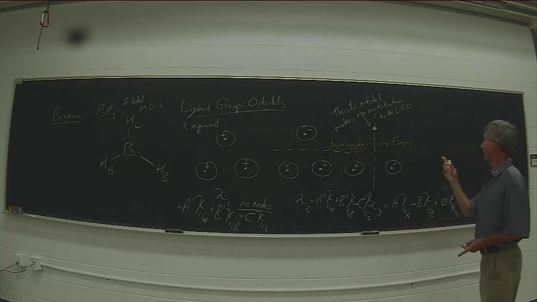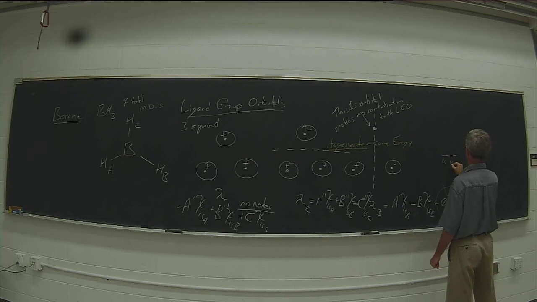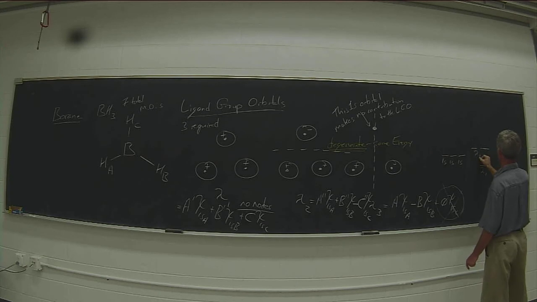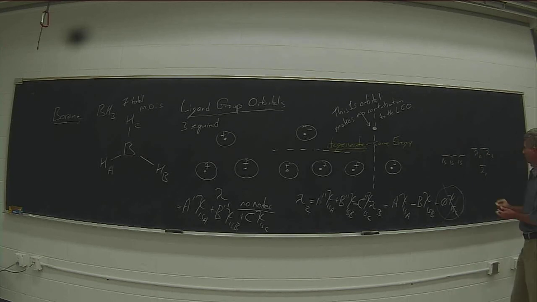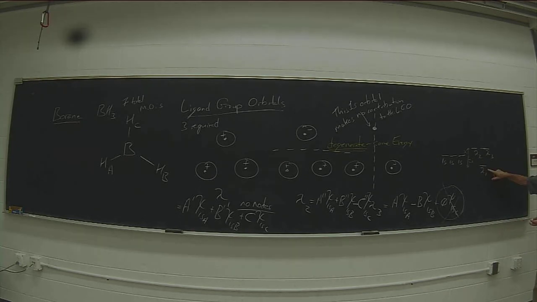So if we were to look at our ligand group orbitals on an energy diagram, we started with the 3 hydrogen 1s orbitals, and we created from that 3 ligand group orbitals, lambda 1, lambda 2, and lambda 3. Because there are 2 orbitals that are above where the 1s orbitals were in energy, and only 1 below, if that distance is x, this distance has to be 2x. So lambda 1 will be lower in energy by twice the distance, as lambda 2 and lambda 3 will be above.